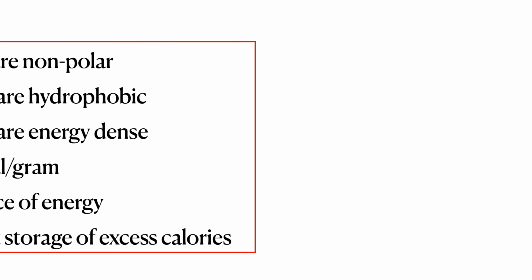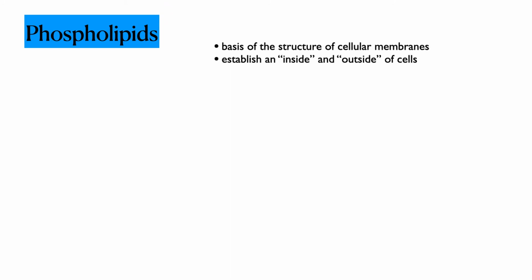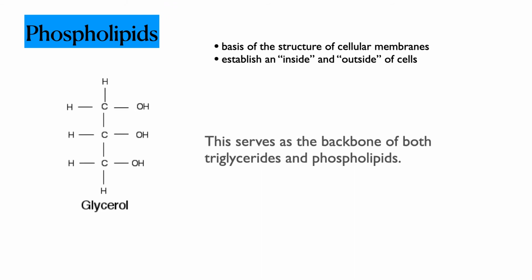A second group of lipids are phospholipids. We've talked about these guys before. We know that these form the basis of cell membranes, and remember, it's going to offer up a barrier defining the inside and outside of a cell. So once again, glycerol is going to be the backbone. It was the backbone for triglycerides. It's also the backbone for phospholipids.